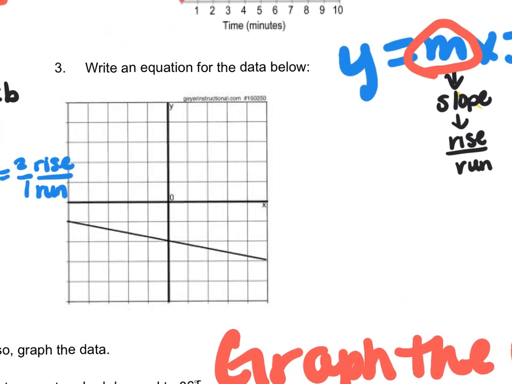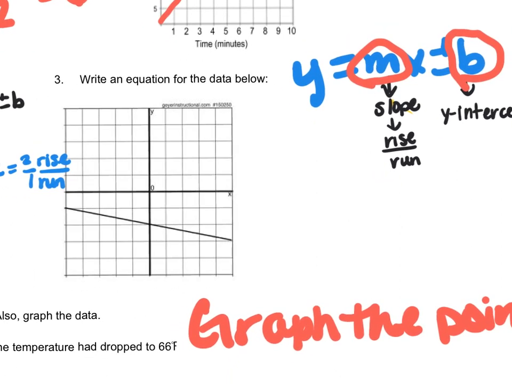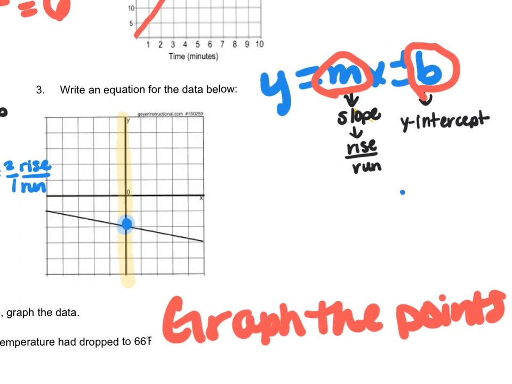Write an equation below for the data. We're going to use this form right here. So, what did I start with a while ago? I started with my y-intercept. Okay, so I'm going to start with that y-intercept. And it's where it crosses that yellow line, the y-axis. So my y-intercept is going to be this point right here. What is that number? -2. So I'm going to write -2 for my y-intercept.